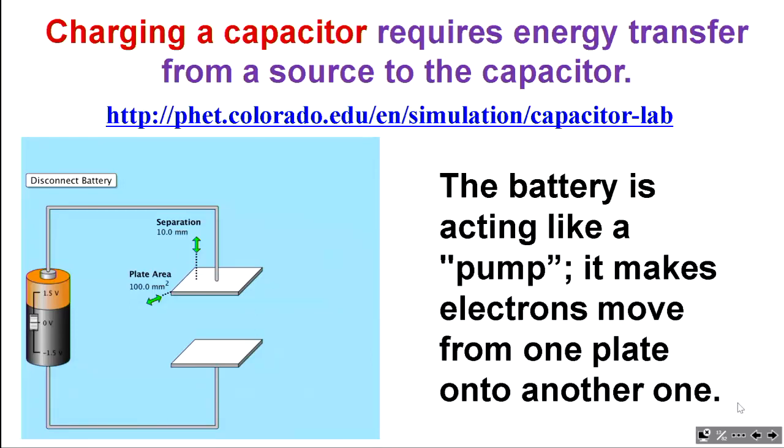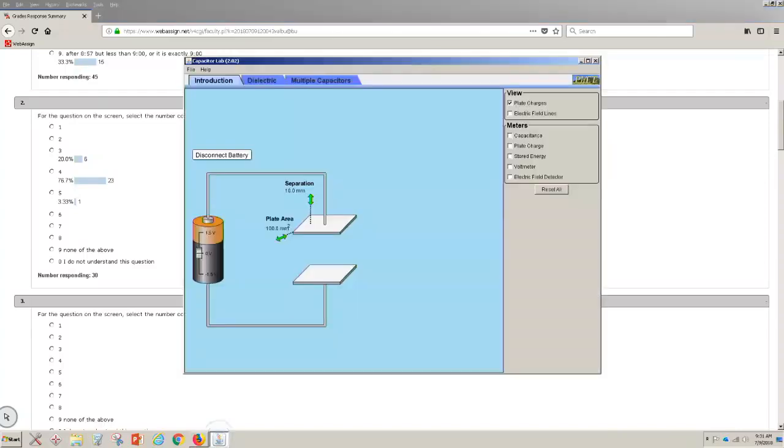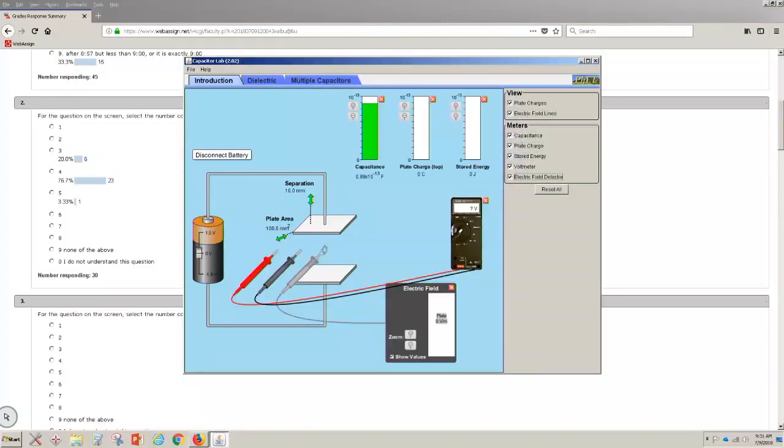All right, now I advise you to find some time later at home, just play with this applet. You can download it, you can see lots of important and interesting things, what is happening. So this is a model of a parallel plate capacitor, and it's connected to a battery. Well, we just have to charge it, and now we can see what is happening when we connect a battery to a capacitor.